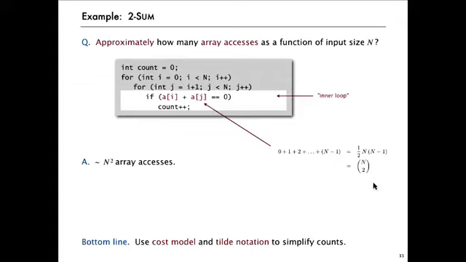All right, so now we're using both the cost model and the tilde notation, and then we can simply say that this program uses tilde n squared array accesses, and have implicit the hypothesis that we think the running time is going to be tilde a constant times n squared.